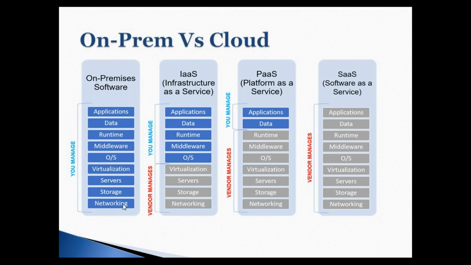But in on-premise, they need to develop networking, they need to buy storage, they need to buy servers, and virtually everything needs to be done. In SaaS, all this will be done by the vendor.